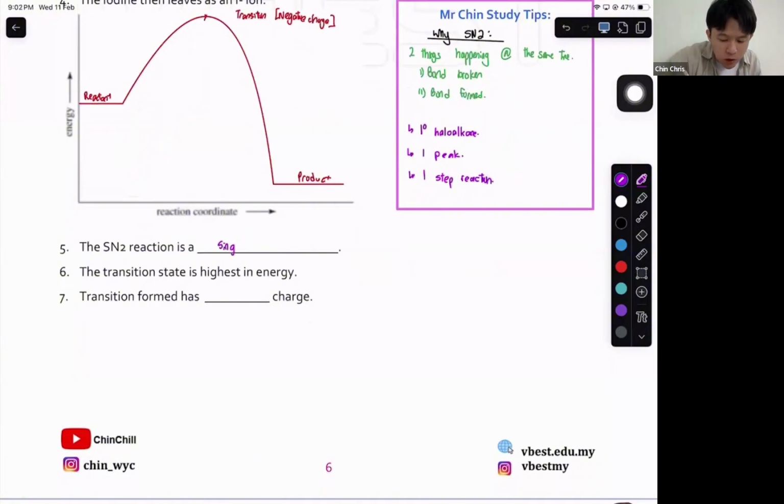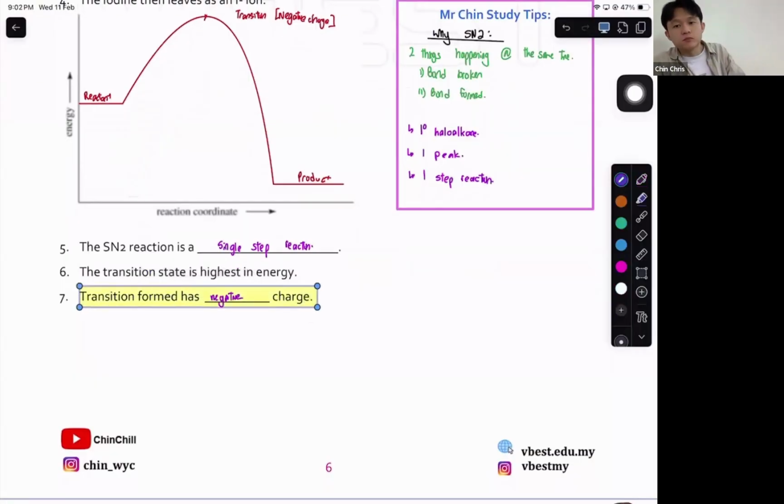SN2, single step reaction, transition has a negative charge. Once done, next page, page 7. Any question?